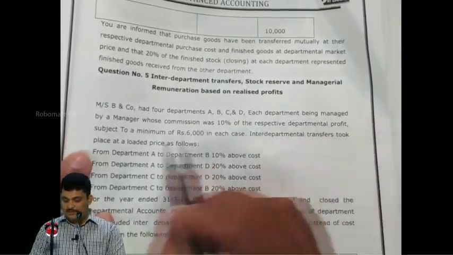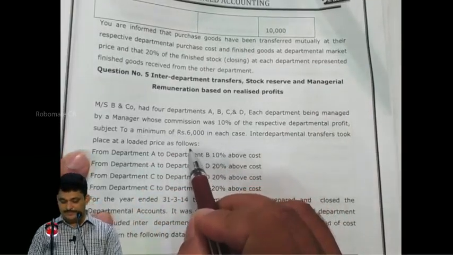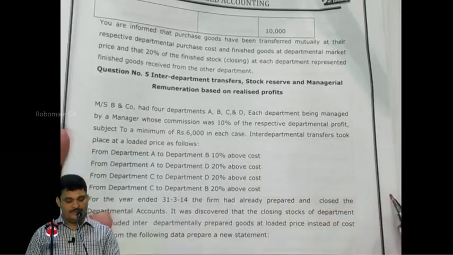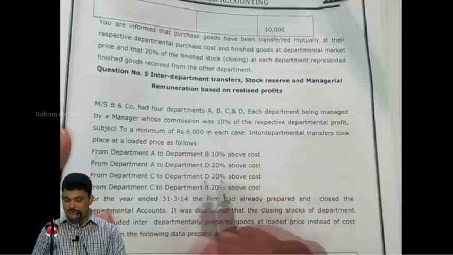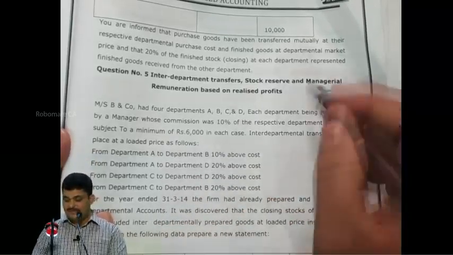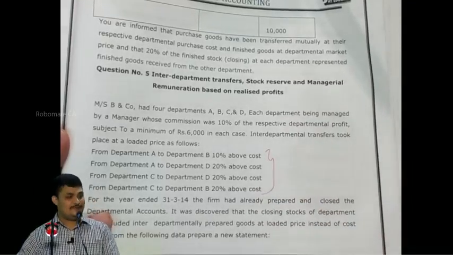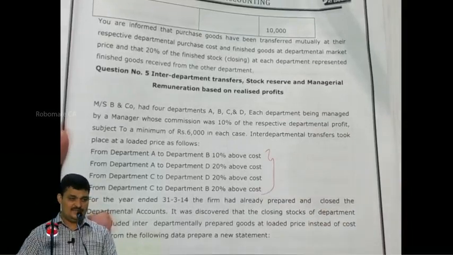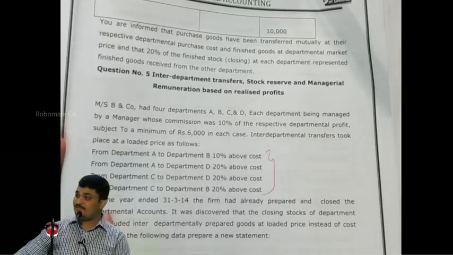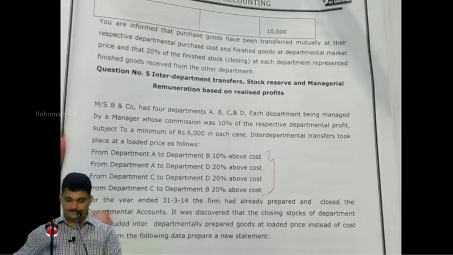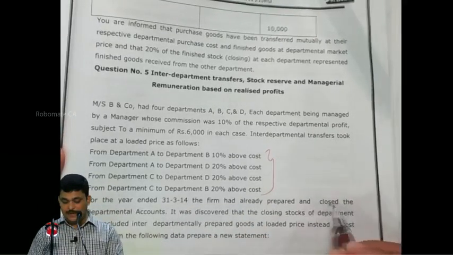So here they told you that there is also a condition, minimum managerial commission will be 6,000 rupees in each department. They are also giving you the terms of transfer, A to B, A to D, C to D, C to B. From this information I understand, out of the 4 departments, only 2 departments are transferors and 2 departments are transferees. A and C are transferors and B and D are transferee departments. Are you following? For the year ended 31st March 2014, the firm had already prepared and closed the departmental accounts.